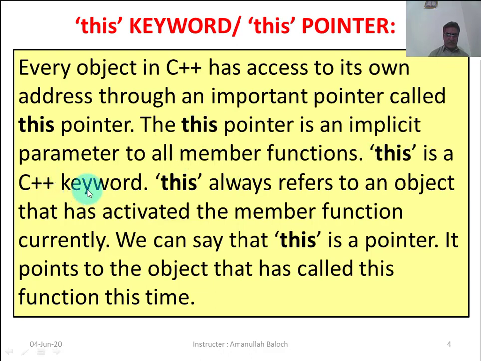This is a C++ keyword. This always refers to an object, because this stores the address of an object, so it will refer to that specific object whose address is stored in the location of this that has activated. This always refers to the object that has currently activated the member function. It means the current object address will be stored in the location of this. We can say that this is a pointer. It points to the object that has called this function this time.